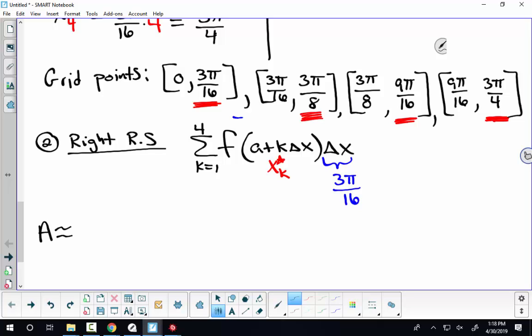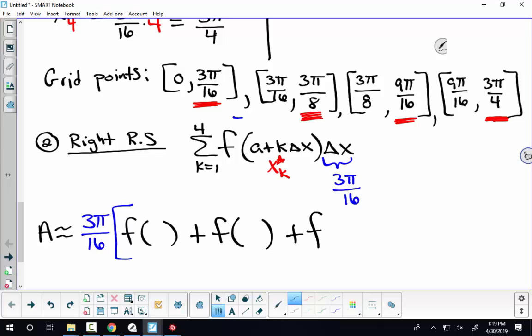So the area is approximately, notice here delta x is always 3 pi over 16. So we can effectively take the 3 pi over 16 out of the sum and then just sum up the function values here at the right endpoint. So we have f of 3 pi over 16 plus f of 3 pi over 8 plus f of 9 pi over 16 plus f of 3 pi over 4.